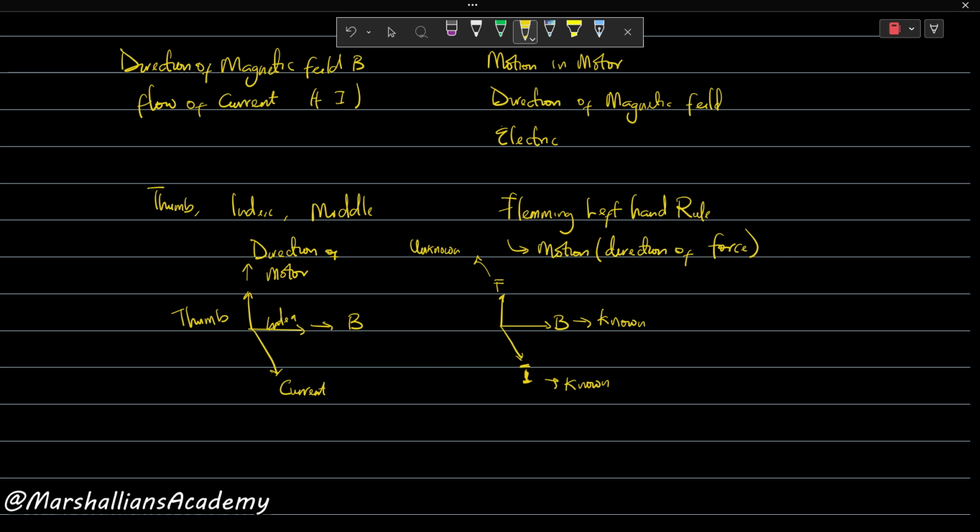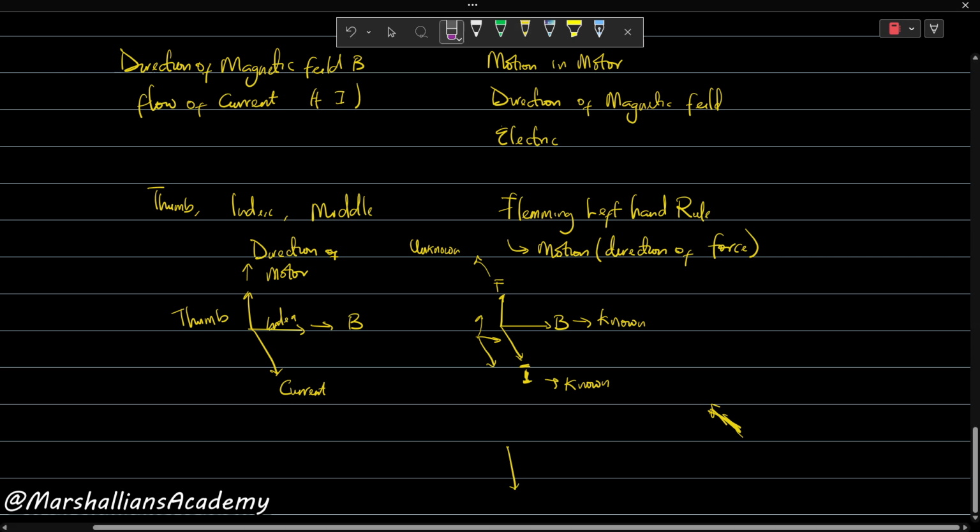Now, if current is flowing downwards like this, are we together? And the magnetic field is flowing this way, then the force is going to be applied upwards. What if current is flowing upwards? All you have to do is rotate your hand. Are we together? If you turn your hand upside down to make sure your current is flowing in the opposite direction of where you put it to be, you're going to have something that looks like this.